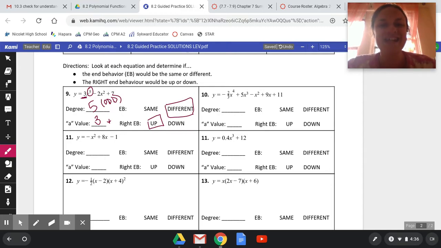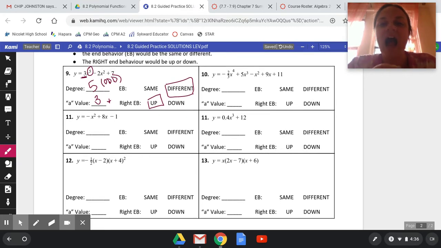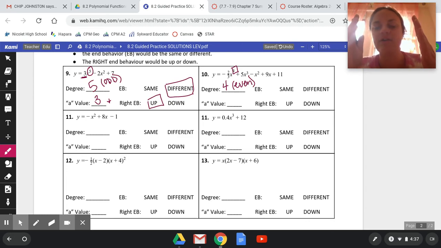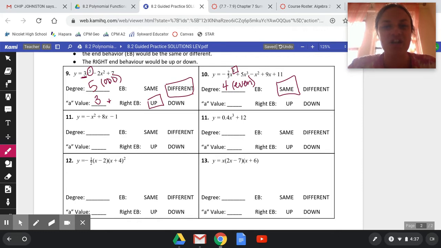Let's look at number 10. Looking here, my highest exponent that I see is 4. That is the degree, and that is even, which means that both ends of the graph are either going to be going up or they're both going to be going down. They are the same direction. And my a value is negative 2/3. Since that is negative, that indicates to me that at the end of the graph on the right side, it is going to be going down, which, because it's even, both sides will be going down.